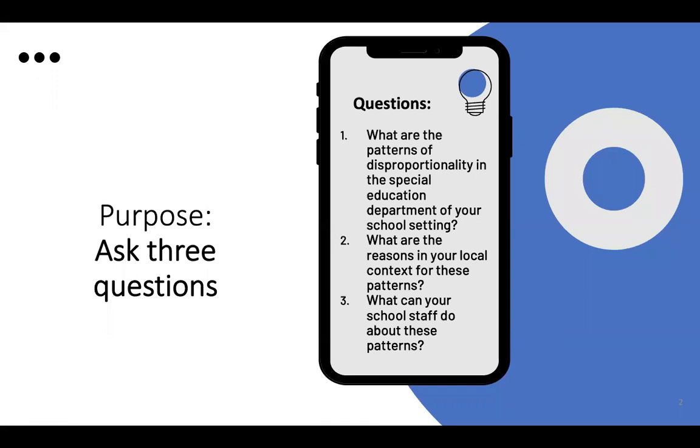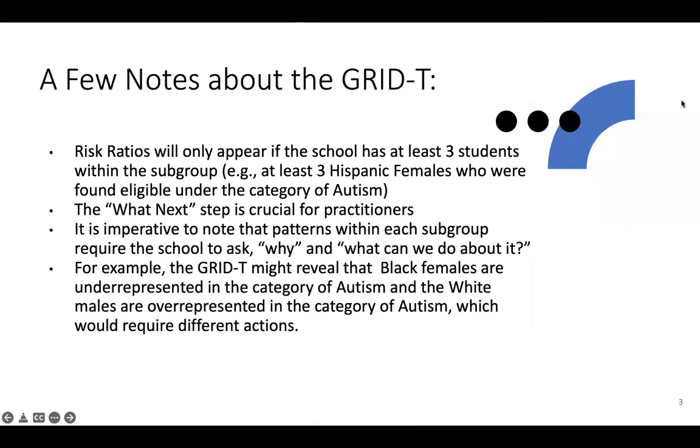This has the assumption that disproportionality is the under or over representation of any subgroup within any category of disability or the special education department as a whole. A few notes about the GRID-T. Risk ratios will only appear if the school has at least 3 students within the subgroup. For example, at least 3 Hispanic females have to be present under the category of autism for that specific school's risk ratio line to appear.